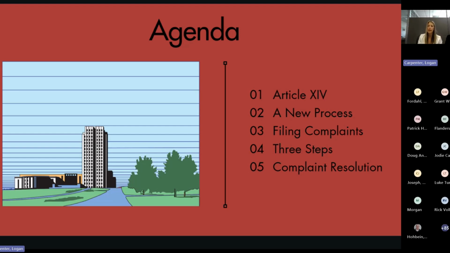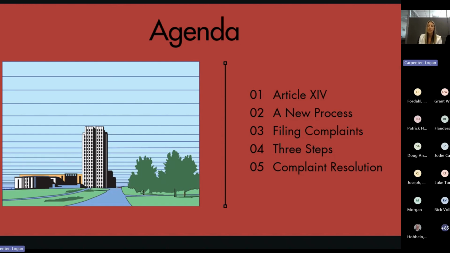So we're going to start by looking at the language of Article 14. We're also going to then move on and discuss the complaint process developed by the Legislative Assembly and in statute, and the process that's been developed by the Ethics Commission in its rules. We're then going to move on in Section 3, the filing of complaints, and discuss who can file a complaint with the Ethics Commission and how individuals go about doing that. It's a really practical step that we need to talk about.